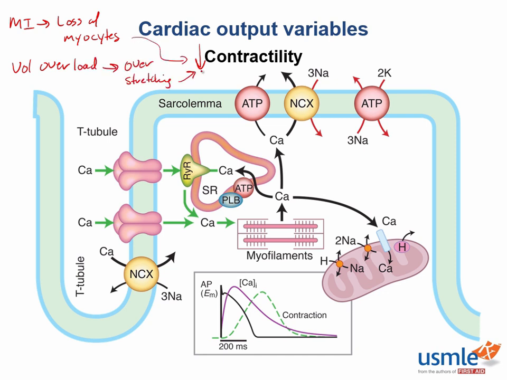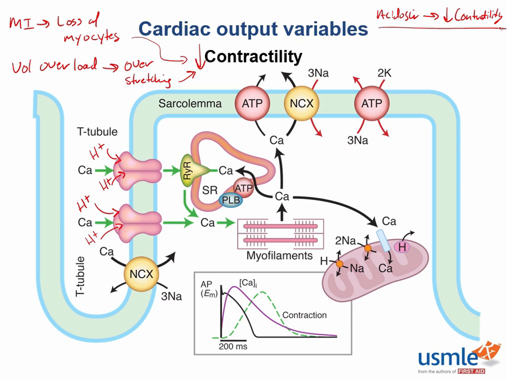Now, acidosis will also cause a decrease in contractility, and this is because protons actually compete with calcium at the L-type calcium channels, as you see here. So with that in mind, how would acidosis decrease contractility? There you go, less calcium is getting into the cell, and less calcium equals less contraction.